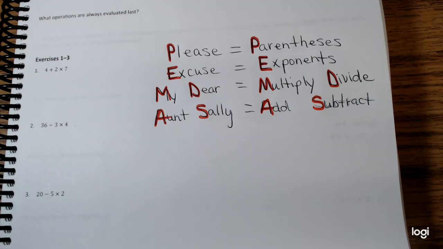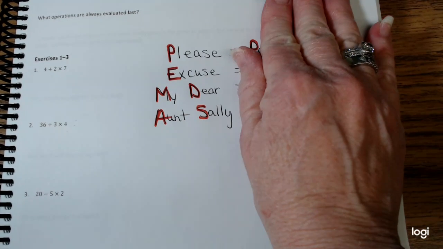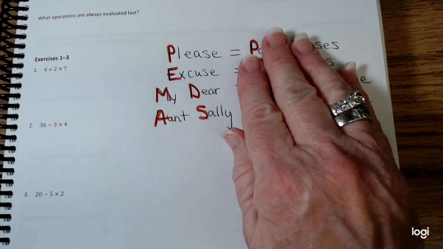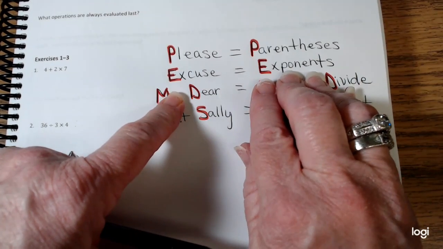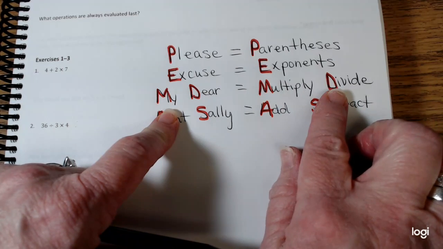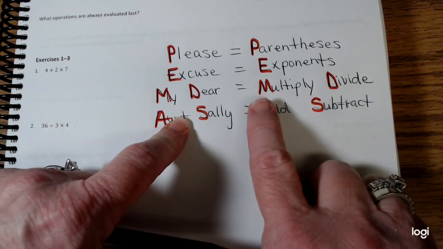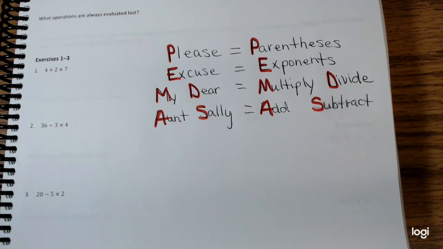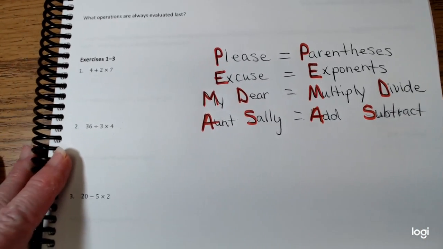All right, if you need to pause the video so that you can get caught up, please do so. So what we're saying is, please excuse my dear Aunt Sally. Please stands for parentheses first. Excuse stands for exponents. My dear stands for multiply and divide. Aunt Sally stands for add and subtract. I'm going to explain to you why I have multiply and divide on the same line as we move through our problems. Let's go ahead and start problem number 1.